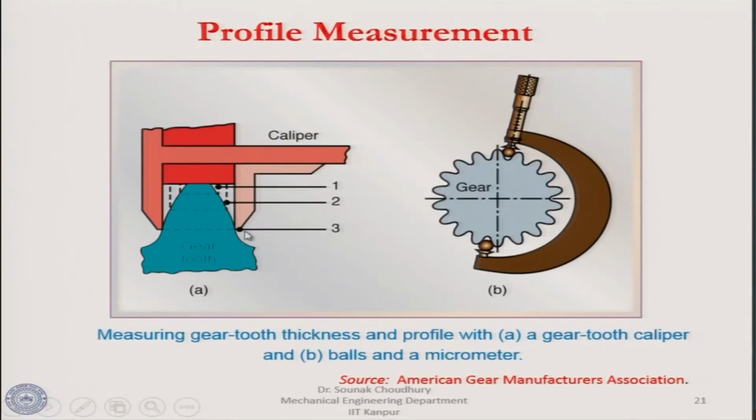So, here you can see that a gear tooth is shown here, okay, and this is how the gear tooth thickness can be measured with the help of a vernier caliper, all right. And here is the ball micrometer, a ball is used so that it sits on the pitch circle diameter of the gear. Okay. So, this will accurately measure the tooth thickness and the profile.